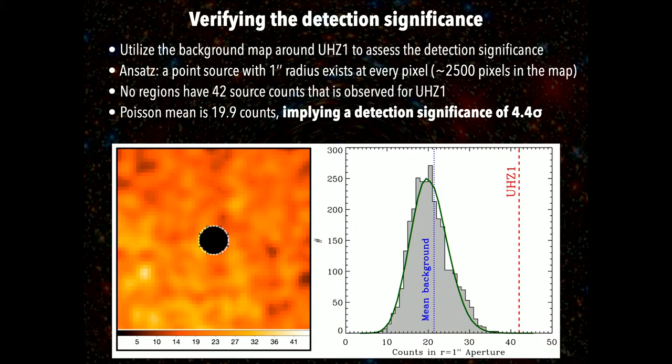The number of counts is on the x-axis, and you will see here that the peak is typically around 20 counts. Most of these regions have 20 counts in them. This is our background region that I showed you, the annulus, and UHZ1 is here. None of these regions surrounding the galaxy has 42 counts, but the mean is more like 20. So if you use this approach, you get a detection significance of 4.4 sigma.